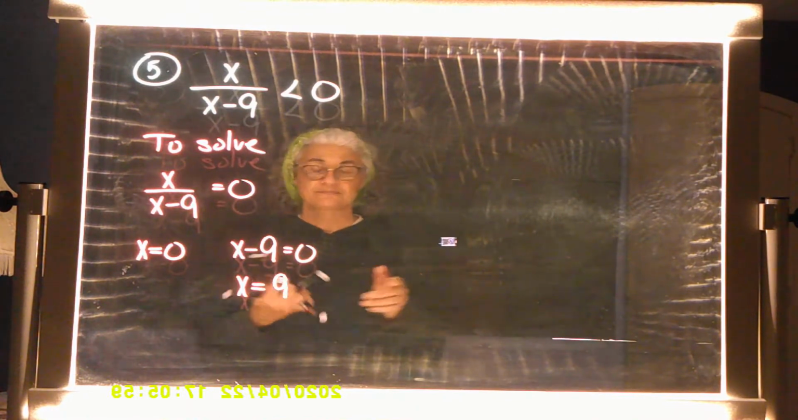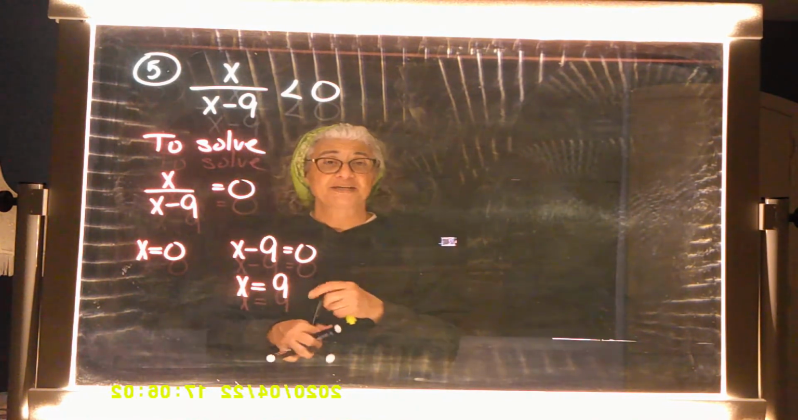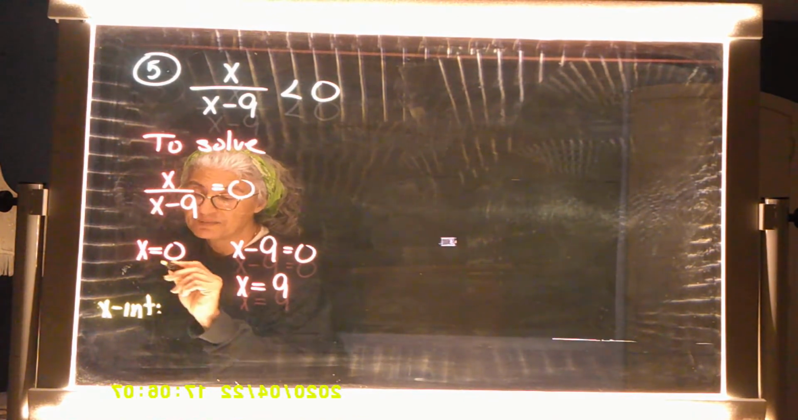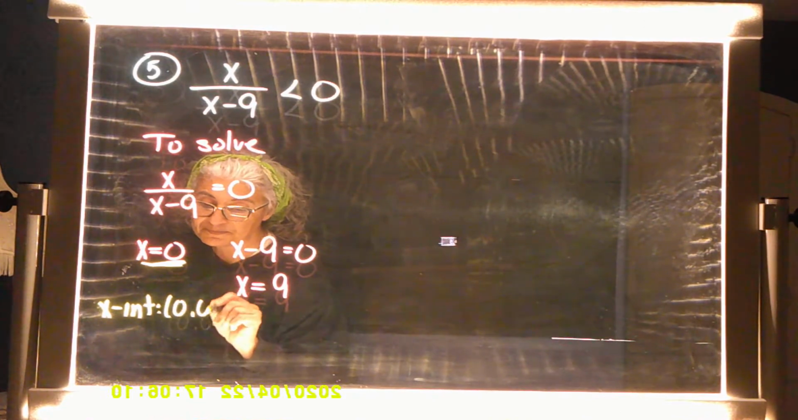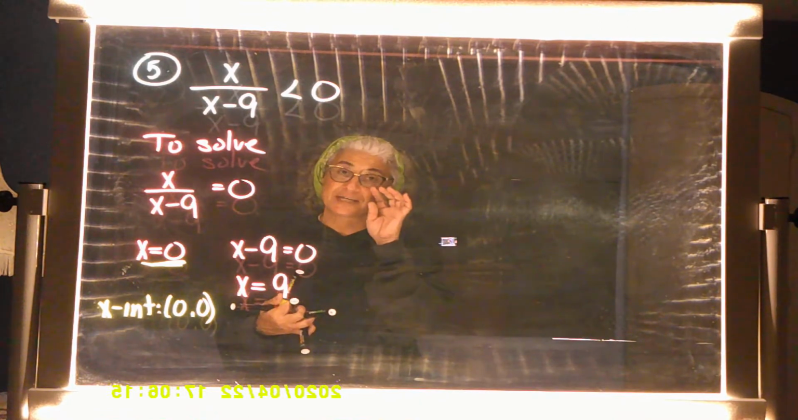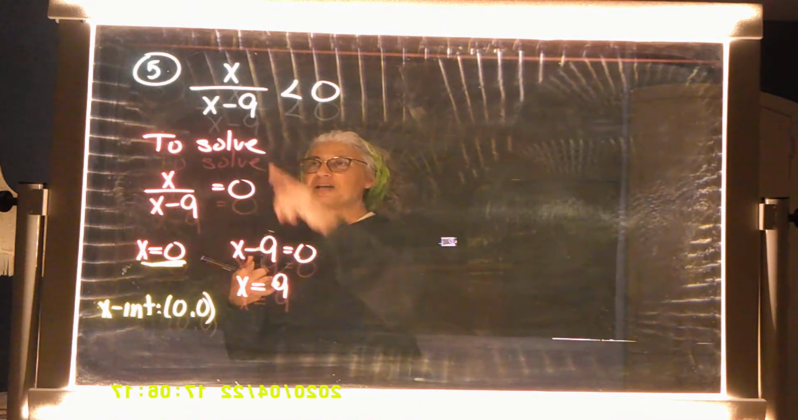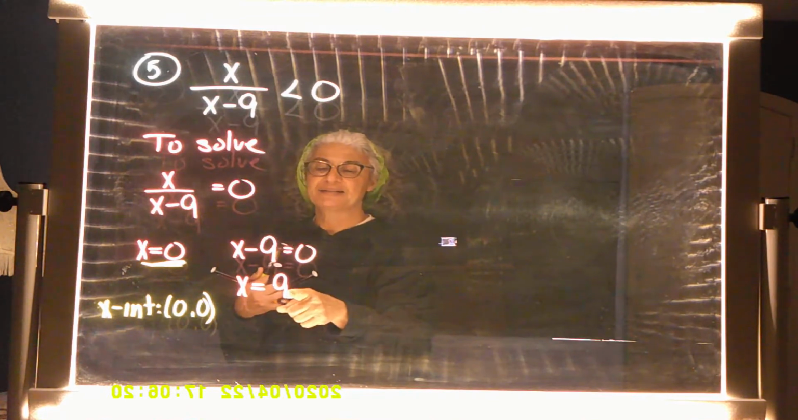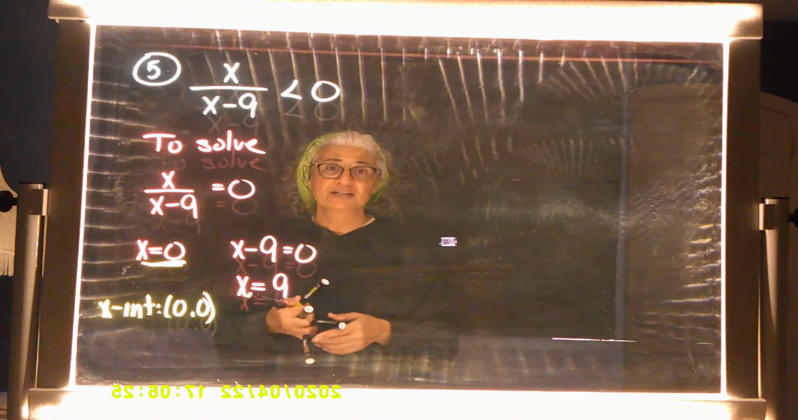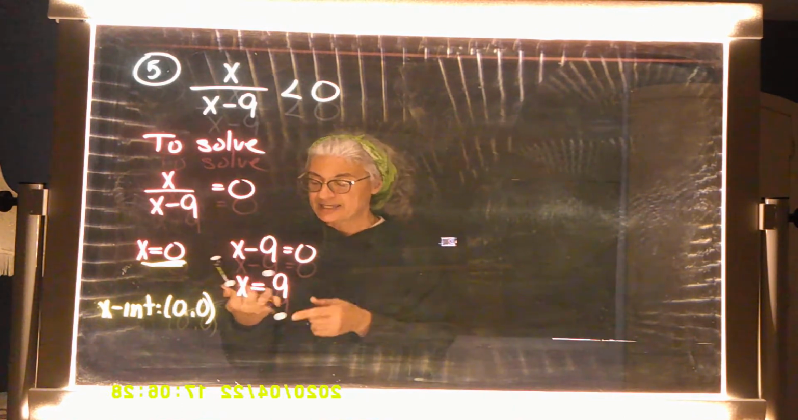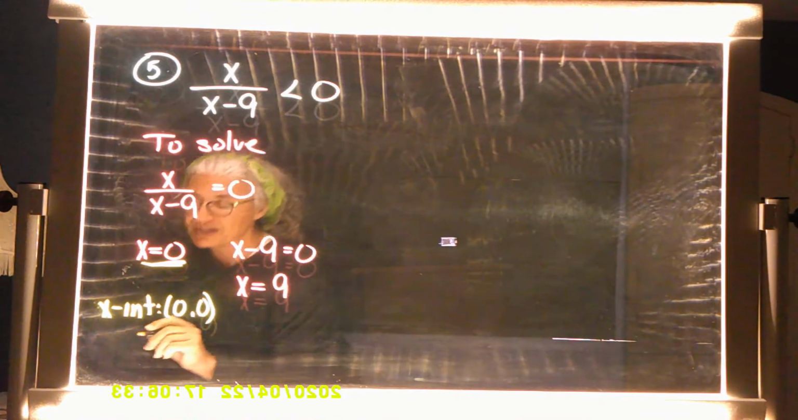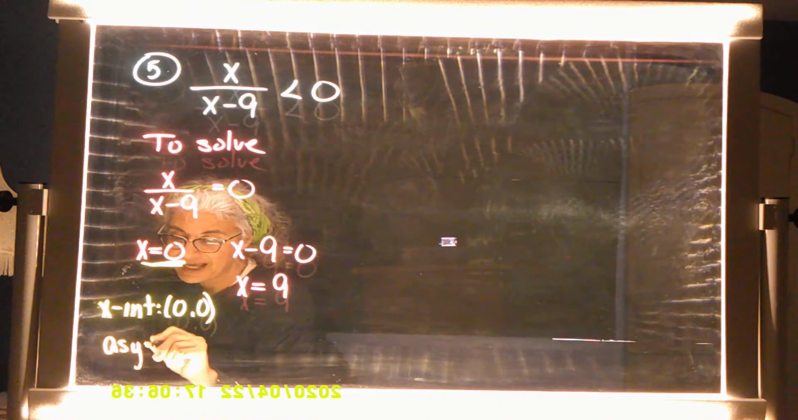Now, this typically tells me my x-intercept, doesn't it? Well, here's the deal. I still have an x-intercept. My x-intercept is 0. But that 9, that's not an x-intercept. If I look back at the original problem, am I allowed to plug 9 in for the x? No, because if I do, I blow up the fraction, don't I? I blow up the denominator. Here's the deal. That 9 is not an x-intercept. That 9 is known as an asymptote.